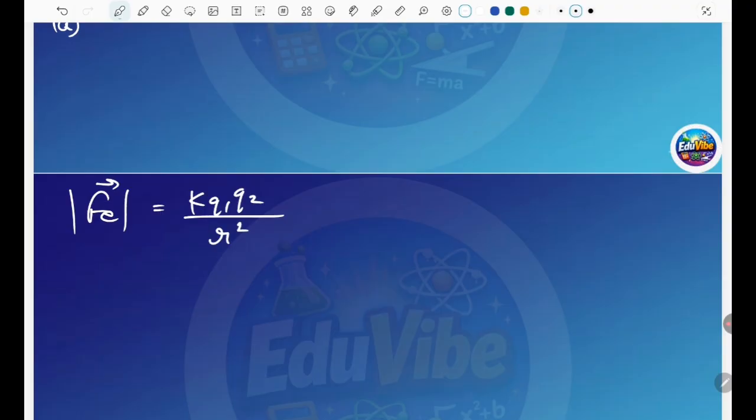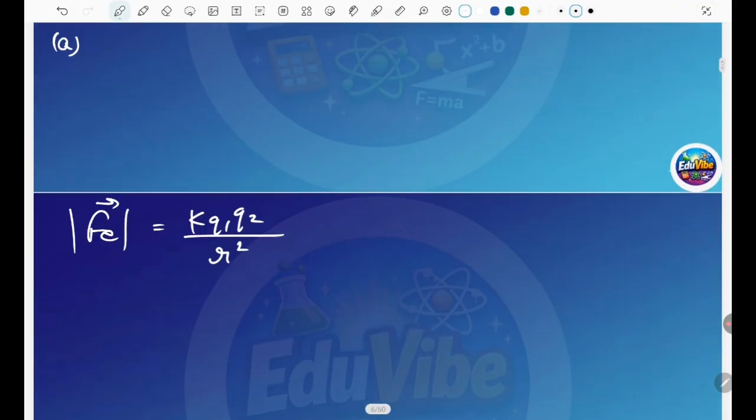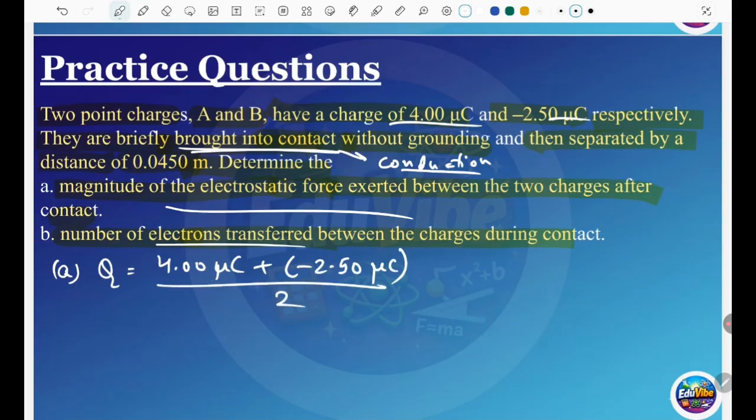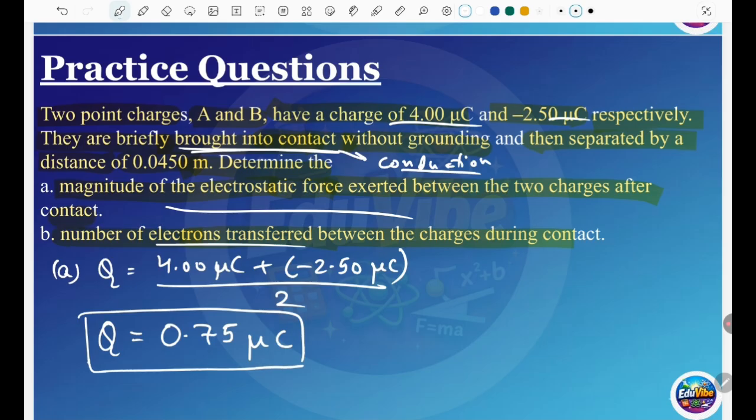We want Q1 and Q2. We can see whether both are equal or not. So we have to do some distribution. First we have to find the total Q, which is 4.0 microcoulombs plus negative 2.50 microcoulombs, and we have to divide this by 2, because in conduction, after they contact, they separate with equal charges. So when we divide by 2, we get Q = 0.75 microcoulombs.